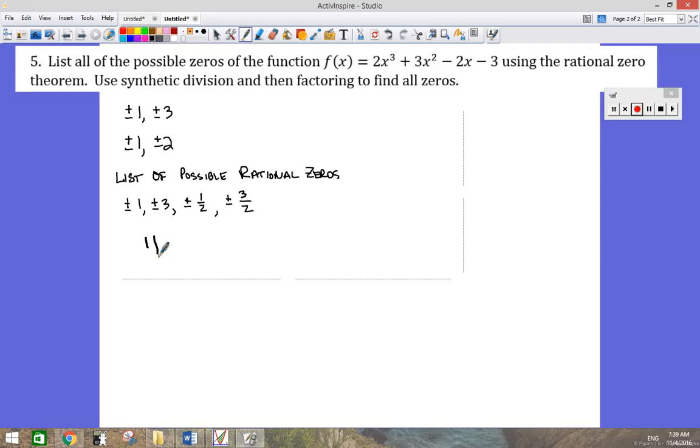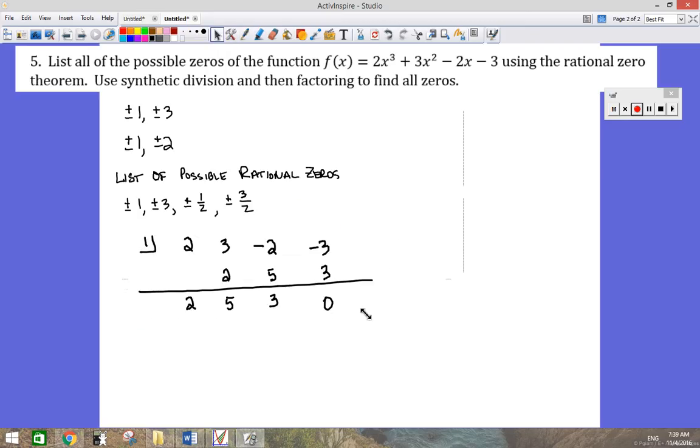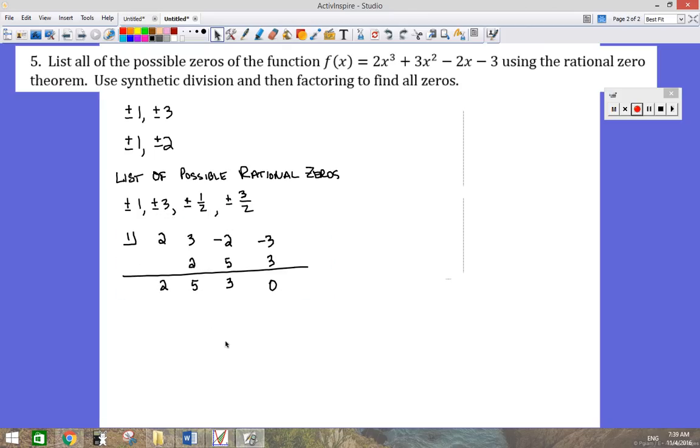Alright, so let's try 1. I don't have any missing terms here, so I don't have to put in any zeros. We already said it was in standard form. And so now if I'm just cautious and don't make any silly arithmetic errors, I should be okay. I get lucky, and right off the bat, with the very first one we've tried, we find a zero. That's not always going to happen. Sometimes we may have to try some of these fractions, and I always try those last, but I'm not as fearful of them as some students.